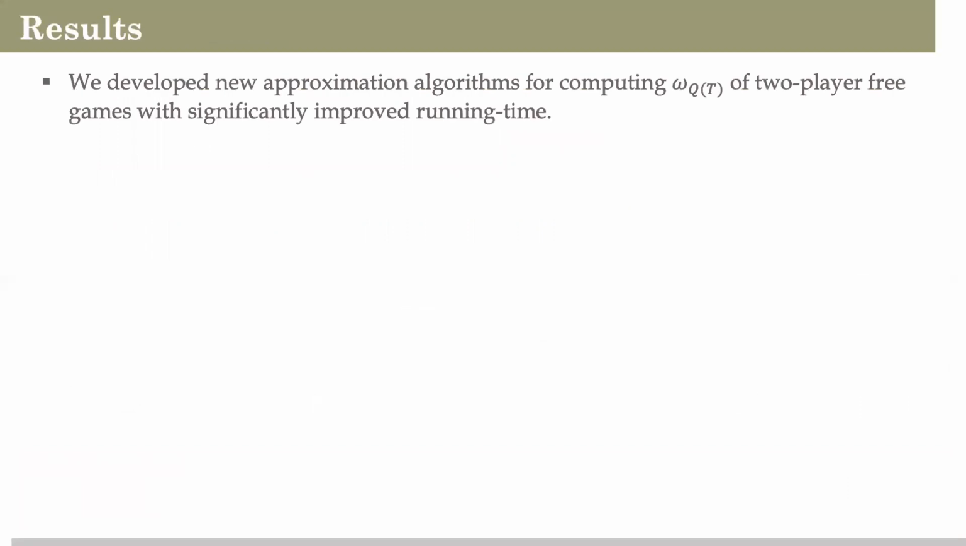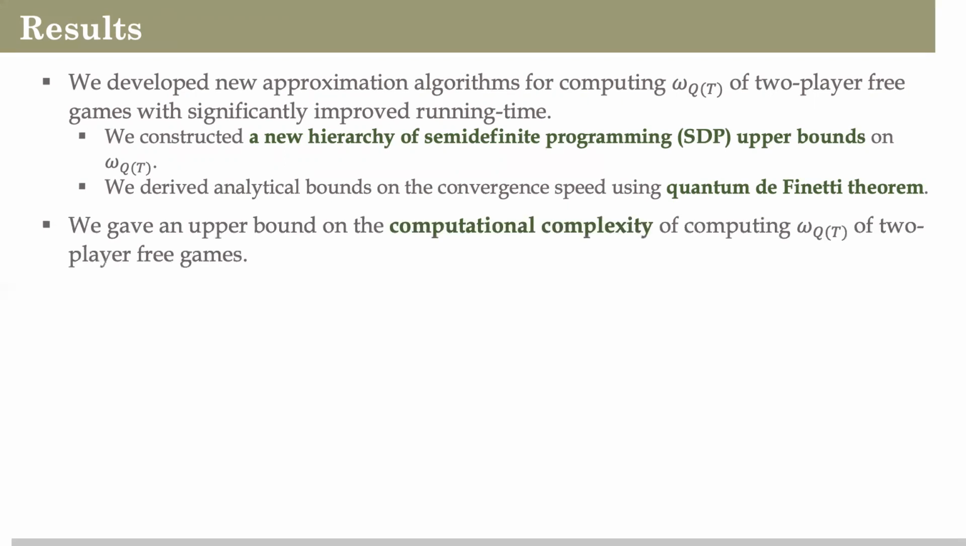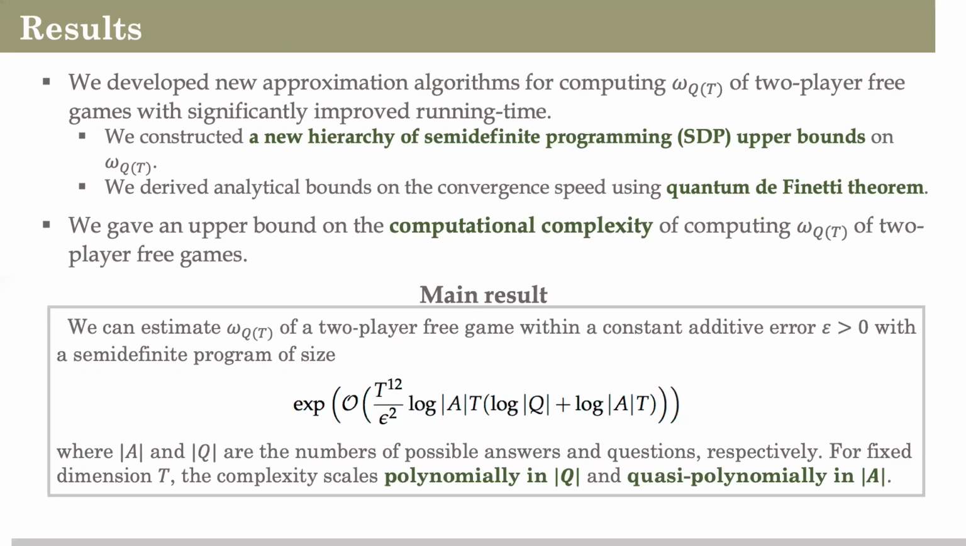So in our work, we developed new approximation algorithms for computing omega qt of two-player free games with significantly improved analytical running time. We first constructed a new hierarchy of SDP upper bounds on omega qt and derived analytical bounds on the convergence speed using the quantum de Finetti theorem. This result gives an upper bound on the computational complexity of computing omega qt of two-player free games, and this is our main result.